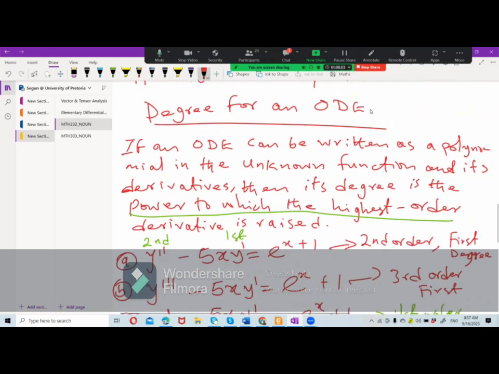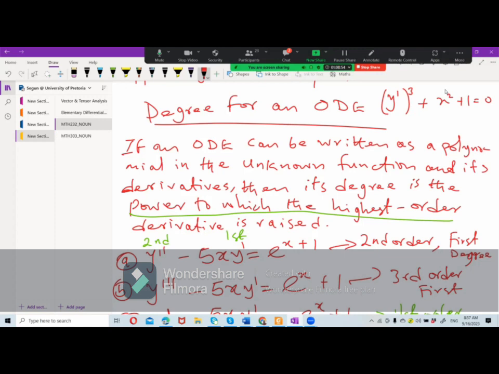So now let's look at the degree. Can you read the degree? Yes, sir. Right. If an ODE can be written as a polynomial in the unknown function and its derivatives, then its degree is the power to which the highest order derivative is raised. For example, if I have in an equation y prime raised to power 3 plus 2 plus x squared plus 1 equals 0.